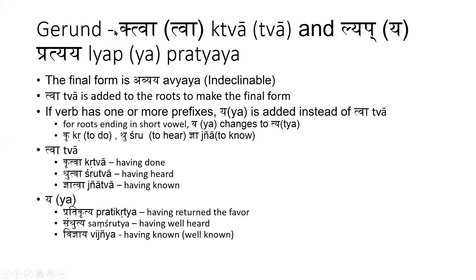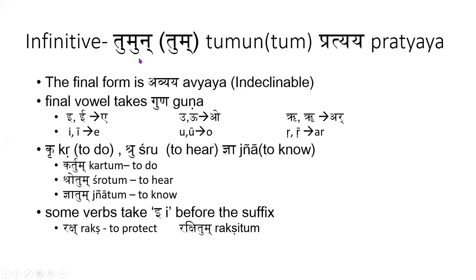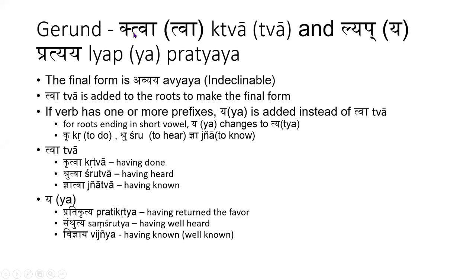So the suffix itself is called ktwa. Even though it's called ktwa, the usable form is only twa. The kakara is dropped. Then the question is, why do we put kakara? There's a lot of science behind it in Panini grammar. For our purpose, we can just understand it as twa. We don't have to worry about the kakara.